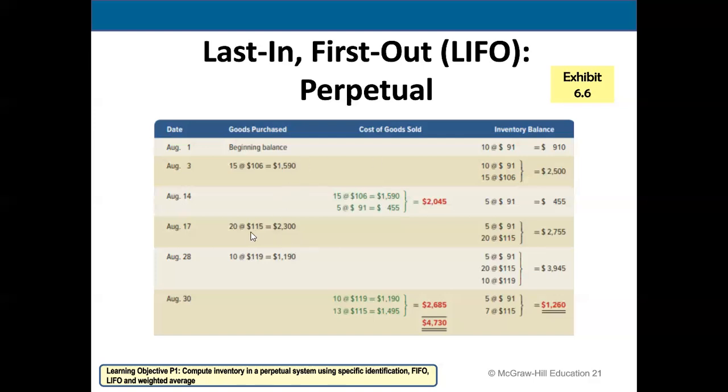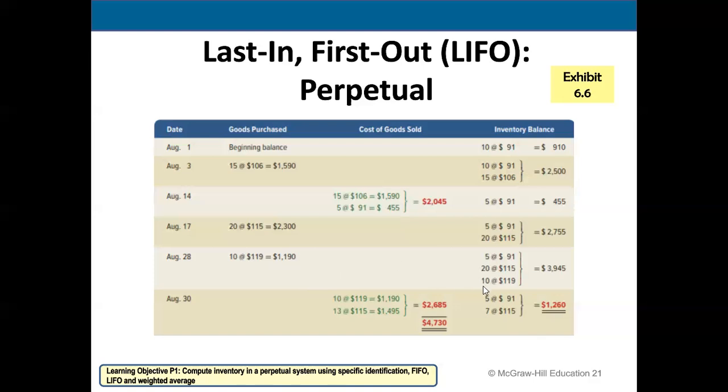So then we have August 17th, where we purchased 20 at 115. So our inventory at that point is 5 at 91 and 20 at 115. August 28th, we purchased 10 at 119. So we now have 5 at 91, 20 at 115, and 10 at 119. And then on August 30th, we make a sale of 23 units. And again, the question, which units are we selling? And again, it's the last in, or the most recently purchased.